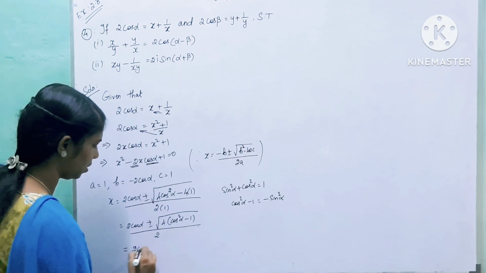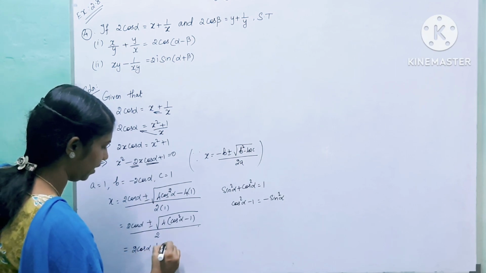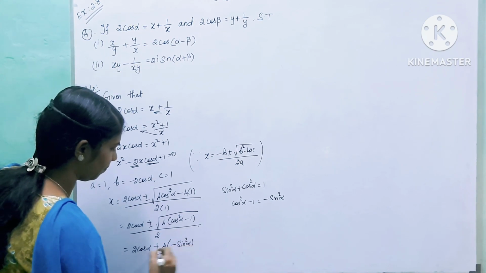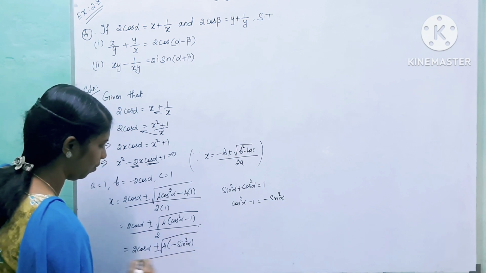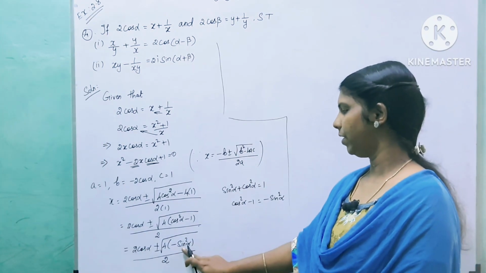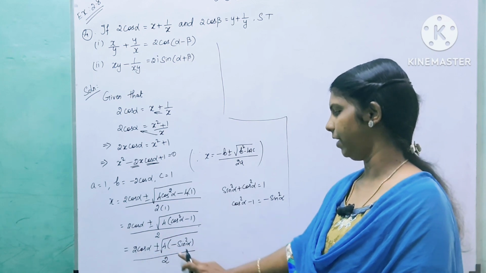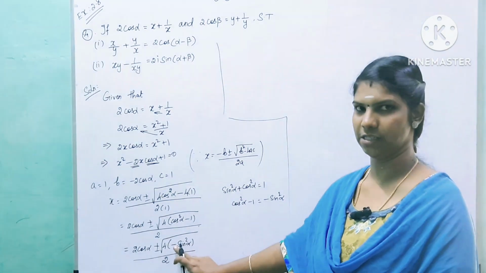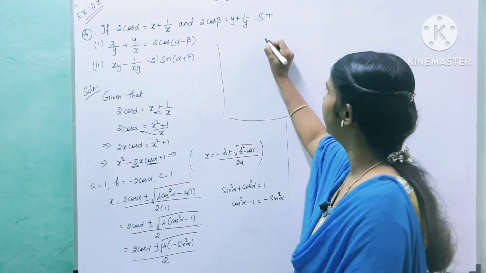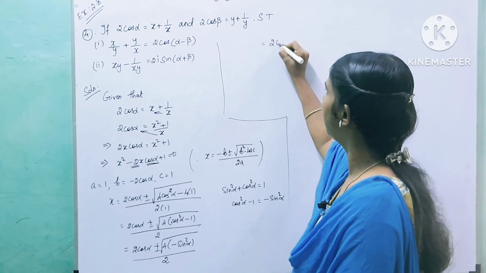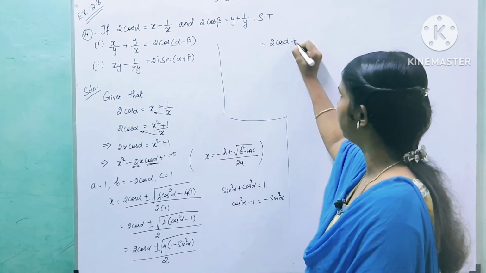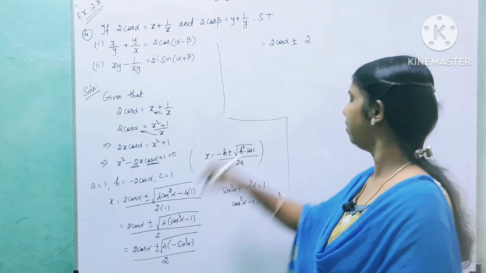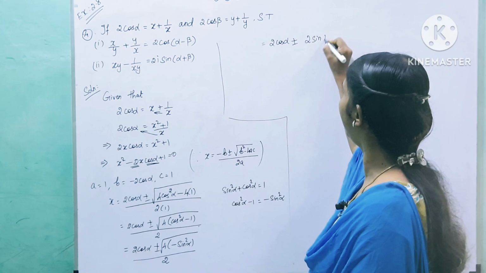So this is 2 cos alpha plus or minus root of 4 into minus sin square alpha, within the root, the whole divided by 2. Next, the 4 and sin square alpha we can take outside, and this minus becomes i, because root of minus 1 is nothing but i for us. So this is equal to 2 cos alpha plus or minus 4 comes outside as 2, sin square comes outside as sin alpha.